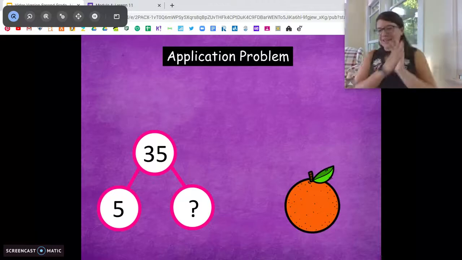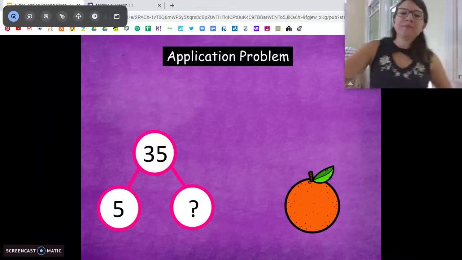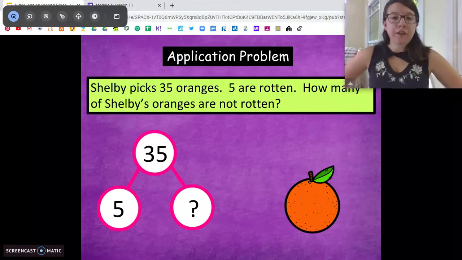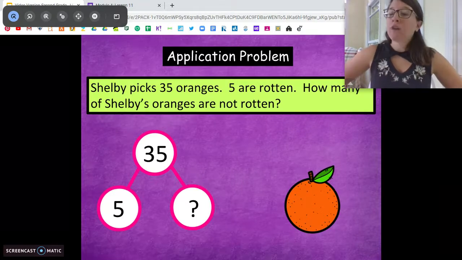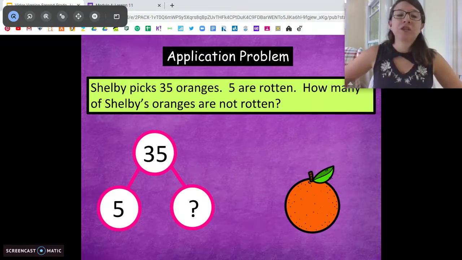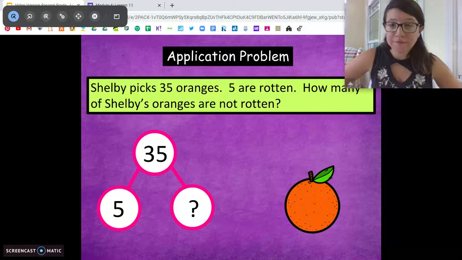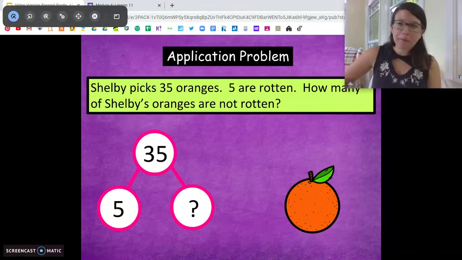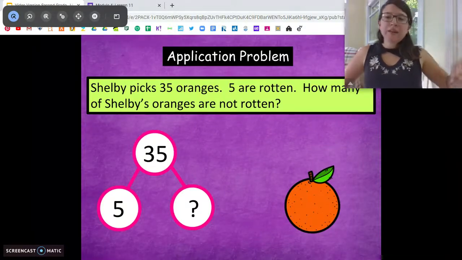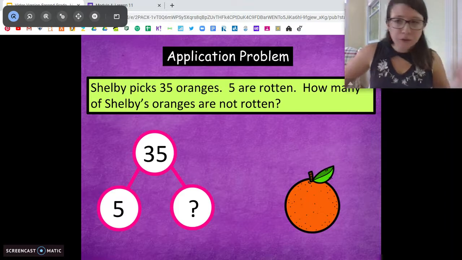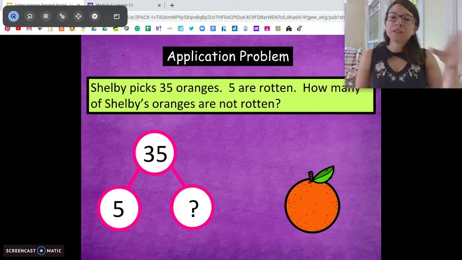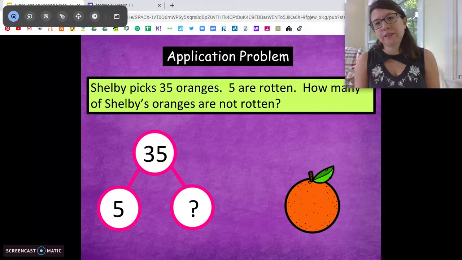All right, application problem. Here we go. Shelby picks 35 oranges. 5 are rotten. How many of Shelby's oranges are not rotten? We got a number bond, nice number bond set up. You don't even have to write it out unless you want to. You are more than welcome to. But I want you to pause, talk to someone at home about what you think the answer is and why.